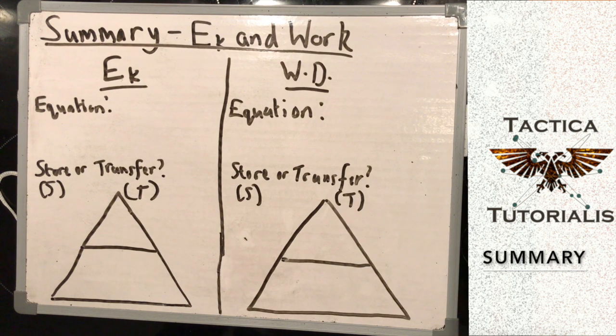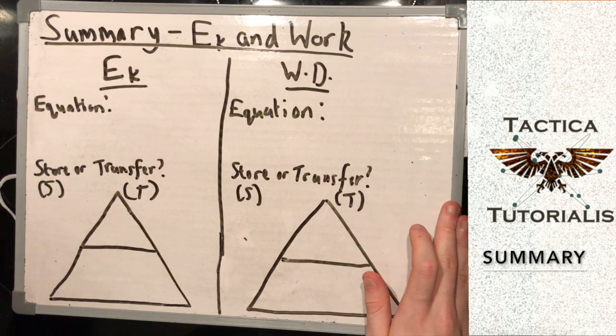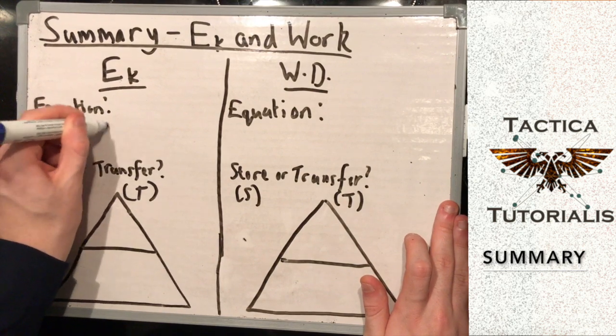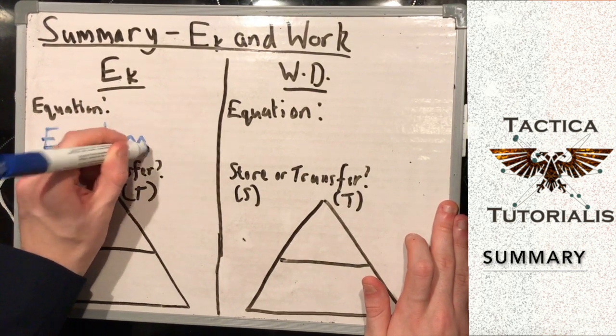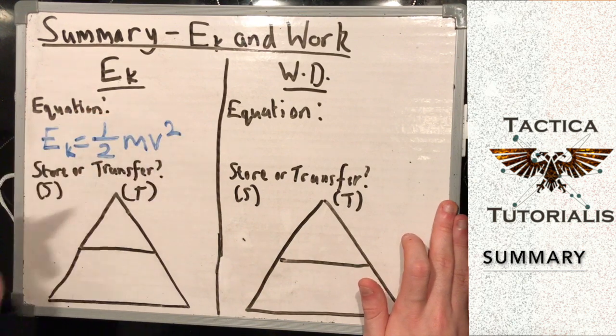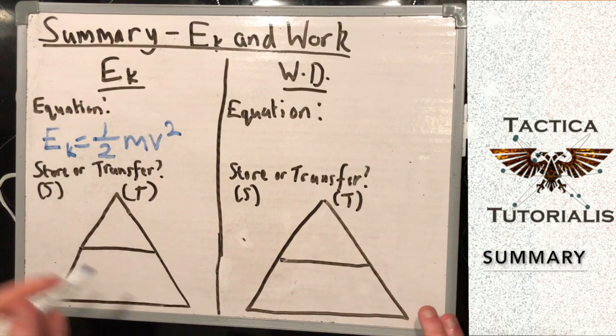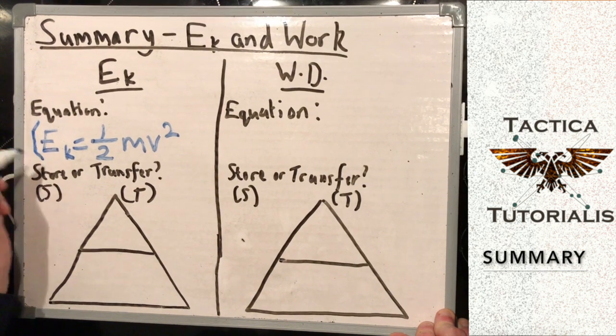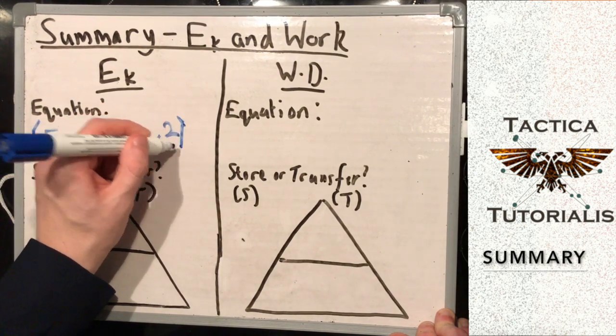Right, welcome back. Let's go and sum all this up then. So, equation for kinetic energy. EK is a half mv squared. That is an equation, and I'm going to say it one more time, that you really need to know off the top of your head.